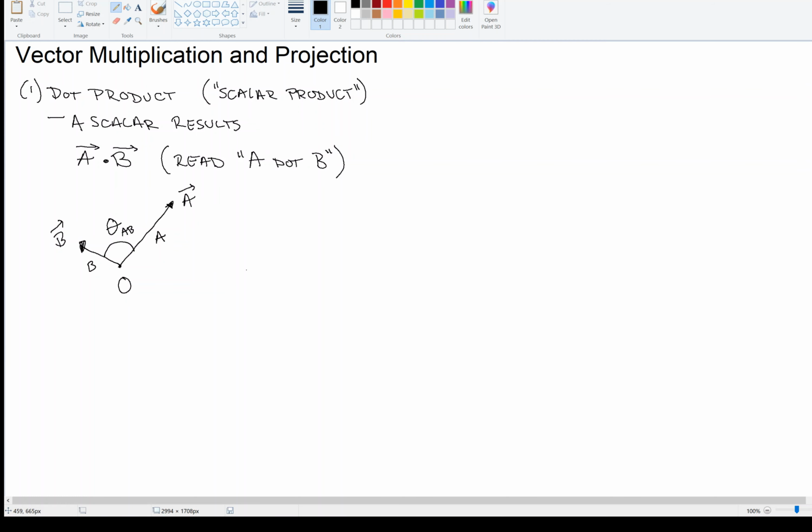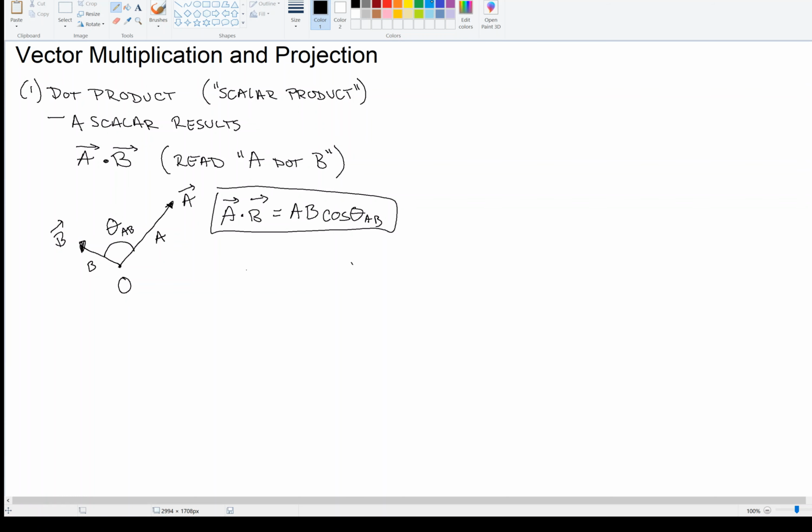Okay, so the dot product is defined, again, I'll say it again and then I'll write it down this time. It's defined as the multiplication of each vector magnitude times the cosine of the angle between them. So that is the multiplication of each magnitude, A times B, the length of each one, times the cosine of the angle between them. So geometrically, that is how the dot product is defined.